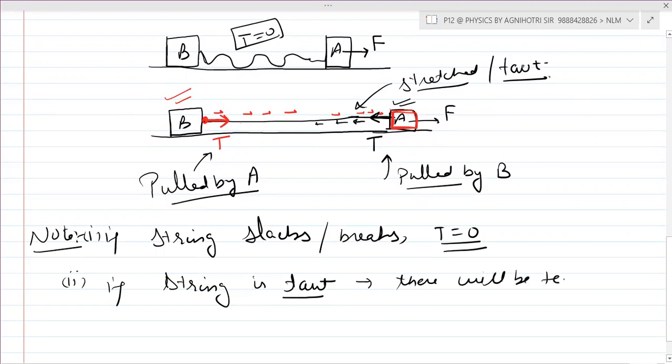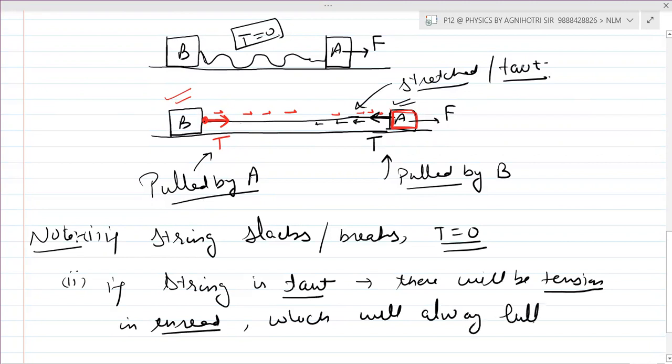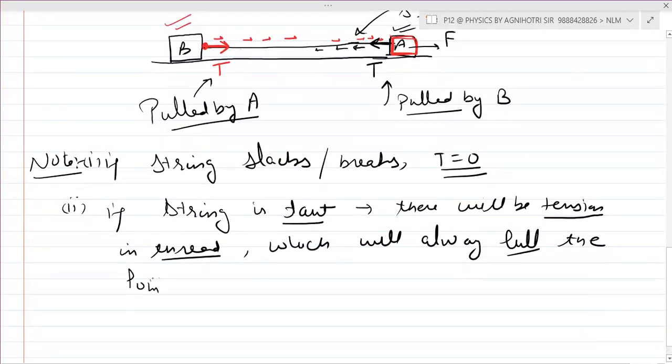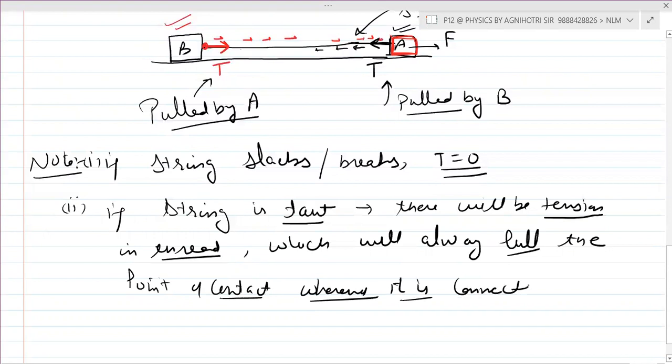There will be the tension in the thread, which will always pull the point of contact, wherever it is connected. You see there, thread is connected over here, it's pulling. Thread is connected over here, it's pulling in the backward direction. So that's the main thing, okay?